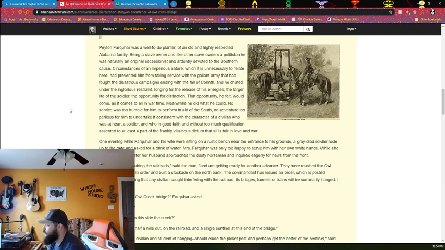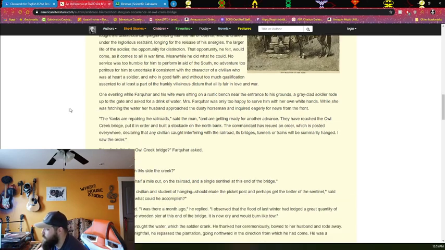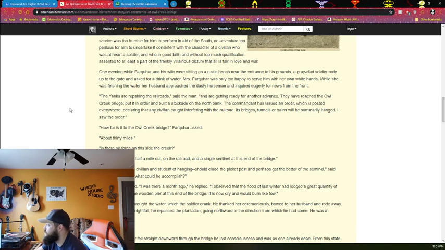One evening, while Farquhar and his wife were sitting on a rustic bench near the entrance to his grounds, a gray-clad soldier rode up to the gate and asked for a drink of water. Mrs. Farquhar was only too happy to serve him with her own white hands. While she was fetching the water, her husband approached the dusty horseman and inquired eagerly for news from the front. "The Yanks are repairing the railroad," said the man, "and are getting ready for another advance. They have reached the Owl Creek Bridge, put it in order and built a stockade on the north bank. The commandant has issued an order, which is posted everywhere, declaring that any civilian caught interfering with the railroad, its bridges, tunnels, or trains will be summarily hanged."